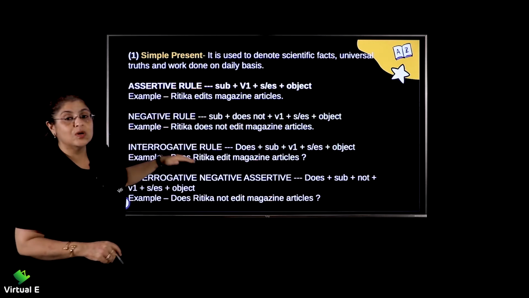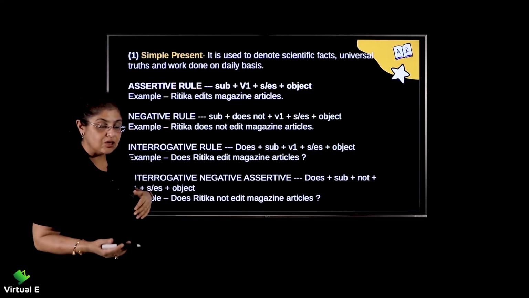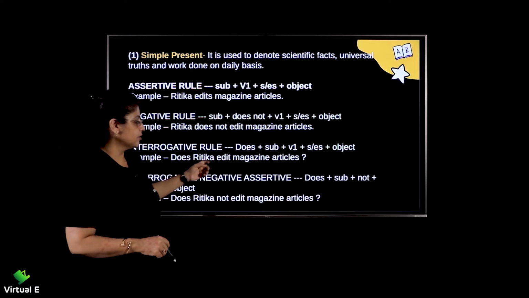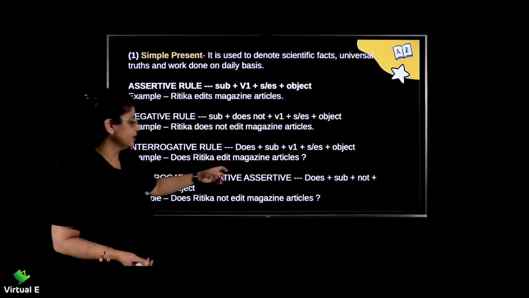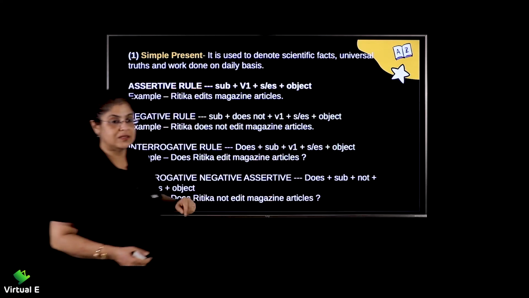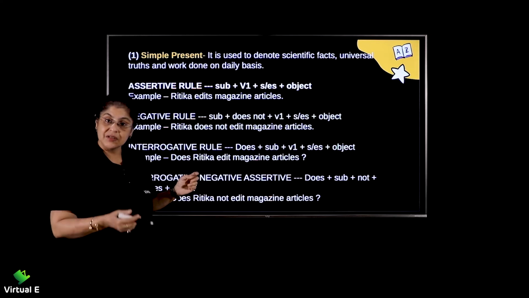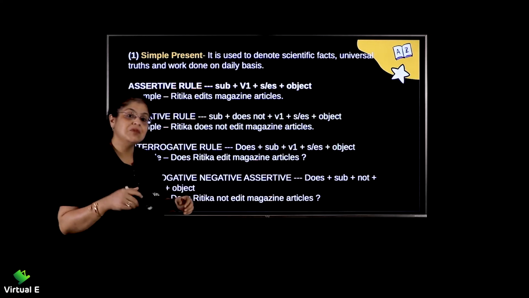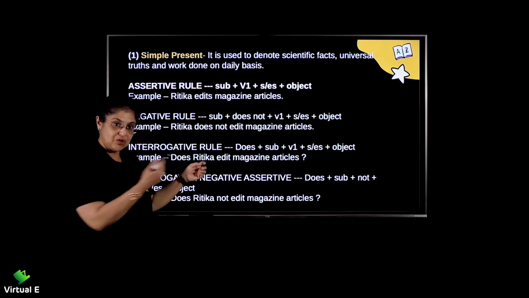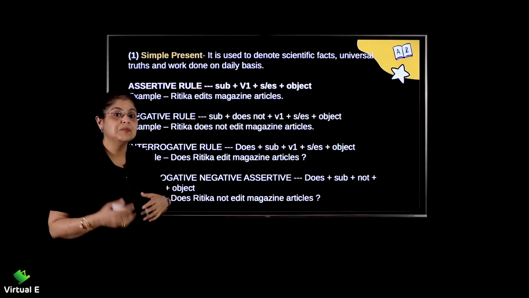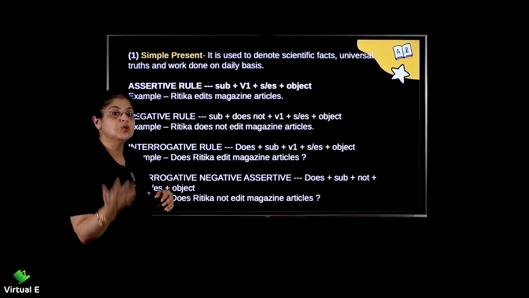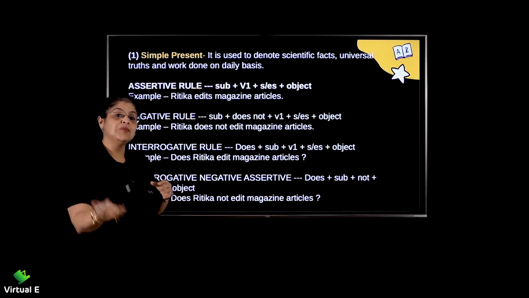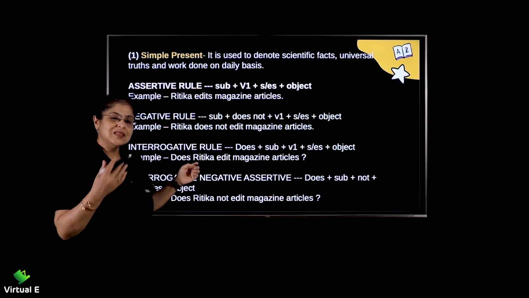Now, the same thing we want to make it into a question. Interrogative means asking a question. So, does plus subject Ritika, verb, S or ES, edit magazine articles. Now, here it can be does Ritika or do the students. Now, does will become do if your subject, which is Ritika here, is in the plural form. Right? So, if it is do they or do the students or do my friends, anything in the plural will take do. These are the basic rules.